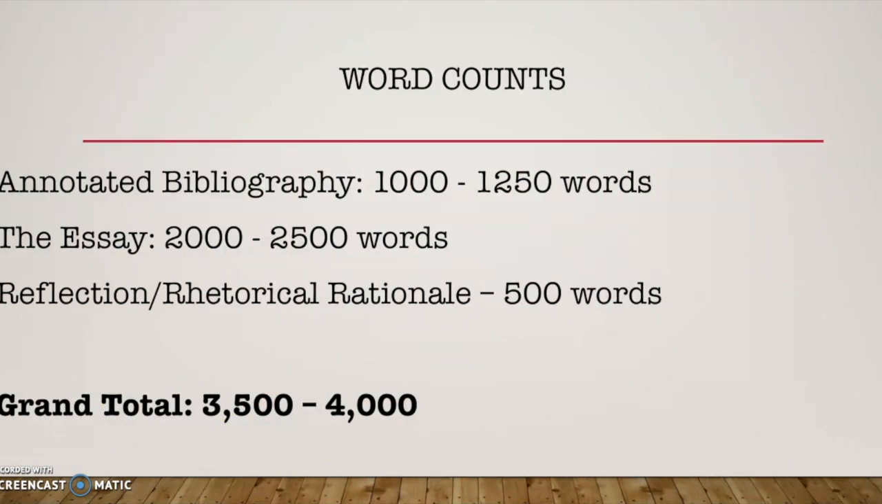As stated before, one of the constraints of our particular essay is to consider the word counts. And we do need to reach each of these word counts in order to be considered for full credit on this particular project. Your annotated bibliography will run you between 1,000 and 1,250 words. The hypertextual research essay will run between 2,000 and 2,500 words. And then your reflection or rhetorical rationale is going to run at least 500 words. That brings a grand total of 3,500 to 4,000 words for this entire project.